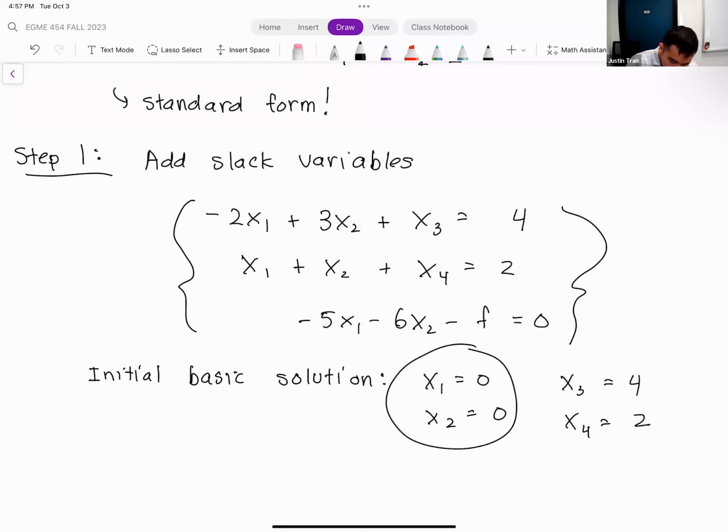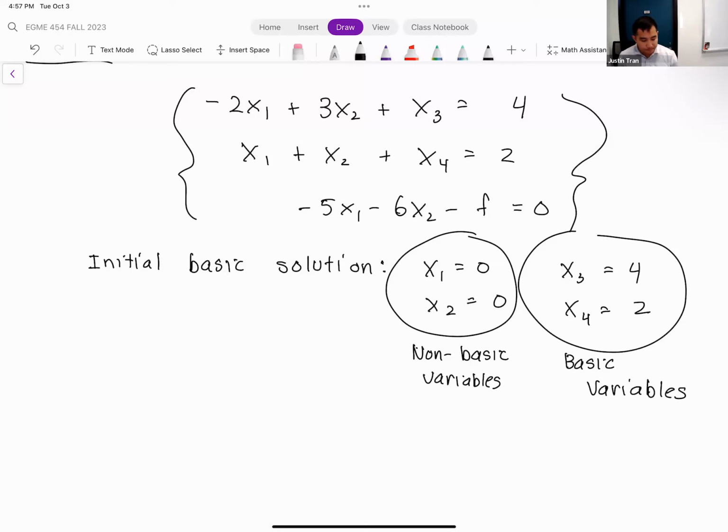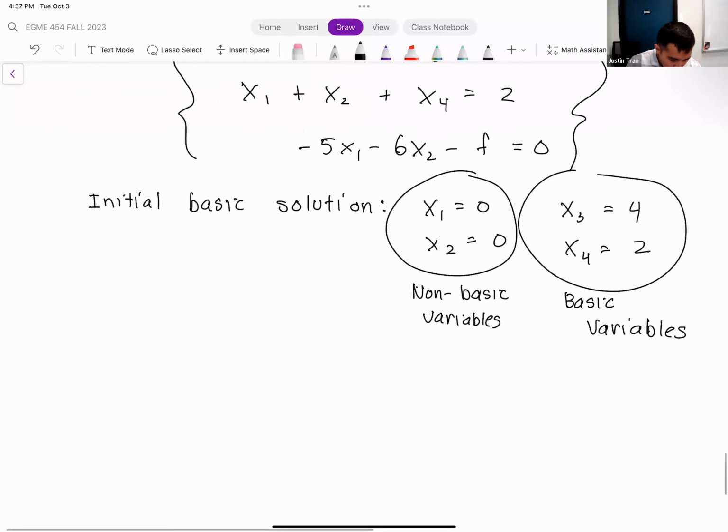Okay. So here's our initial basic solution. So we have x1 is equal to 0, x2 is equal to 0, x3 is equal to 4, and x4 is equal to 2. Here are our non-basic variables. Here are the basics. All right, so let's go to step 2.